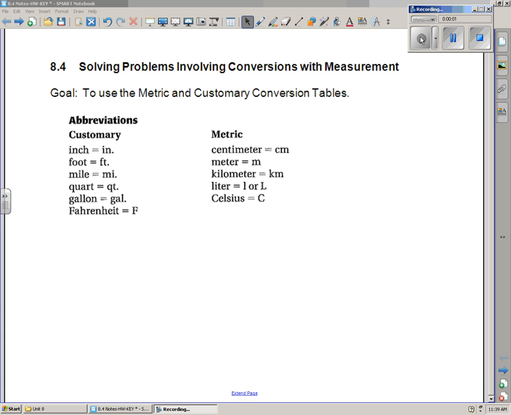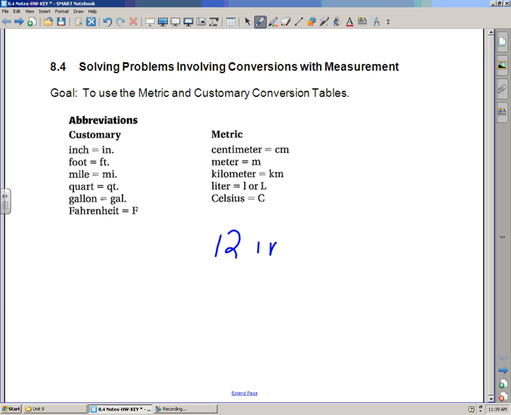Okay, so for today's lesson, we're talking about solving problems involving conversions with measurement. There's a whole bunch of abbreviations that you should know already, like inches is IN, feet is FT, etc. You should also know some common things, such as 12 inches, I think everybody knows, is equal to 1 foot. And if you've got 3 feet, that's equivalent to 1 yard.